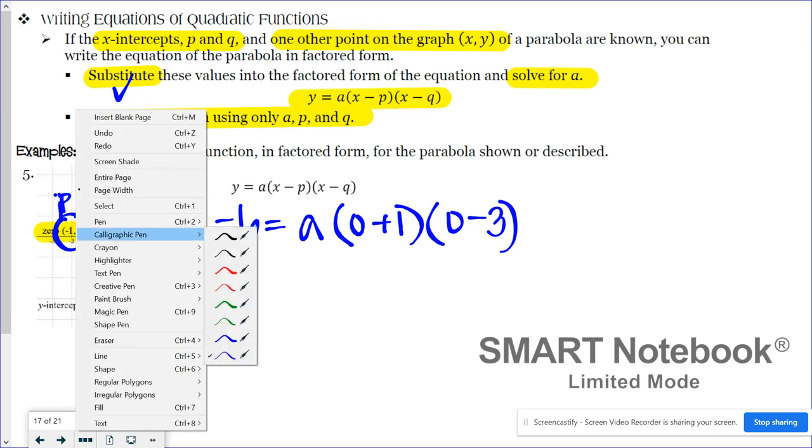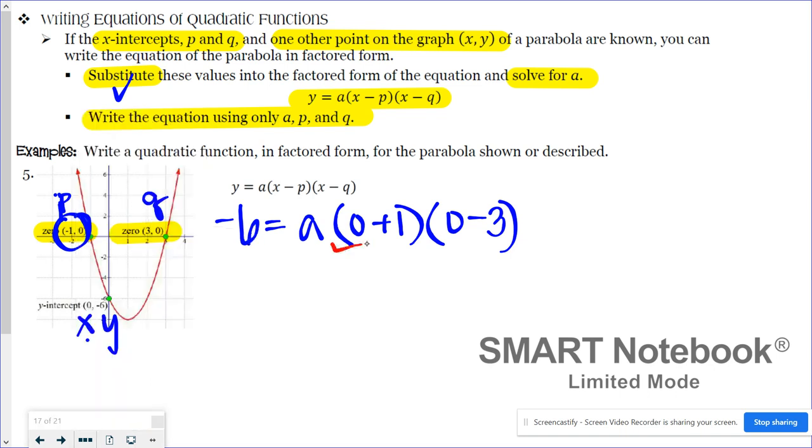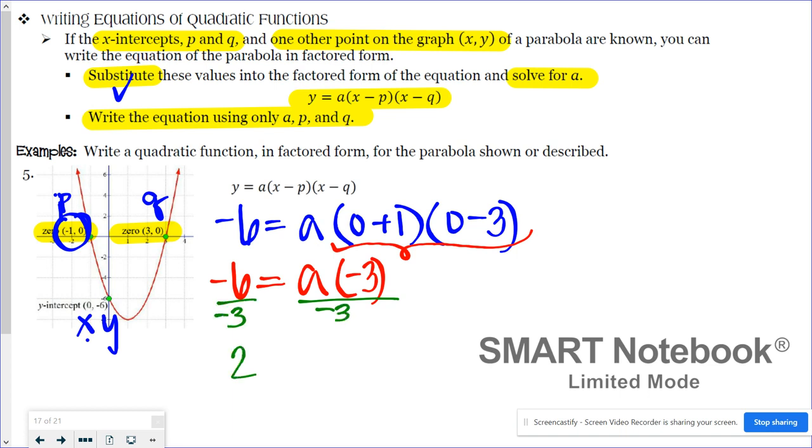So what I should really do first is simplify this. What is 0 plus 1 times 0 minus 3? If I do that math, I'm getting -3. So I have -6 equals a times -3. And then if I divide both sides by -3, I get that a is equal to +2. And that's my solve for a step.